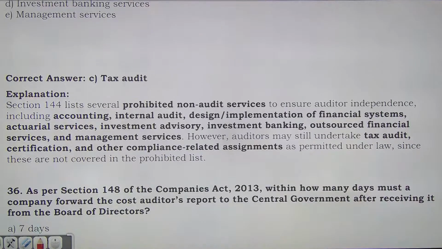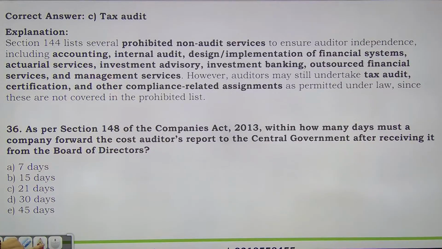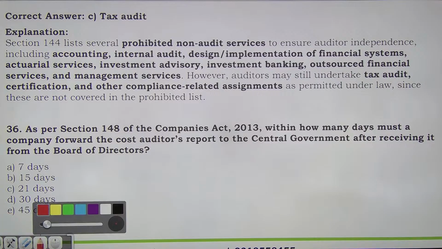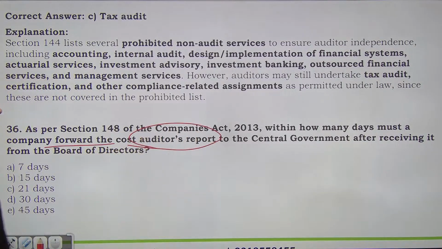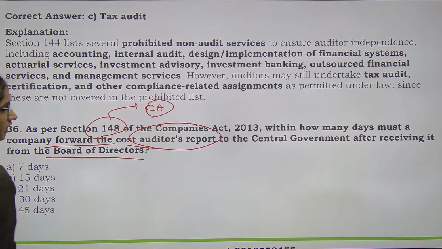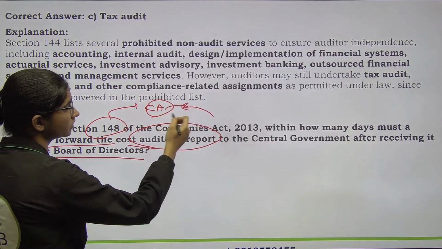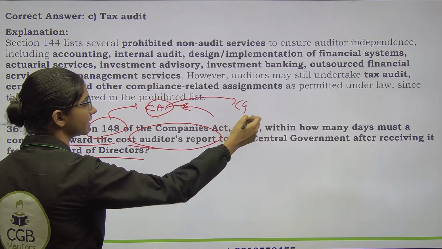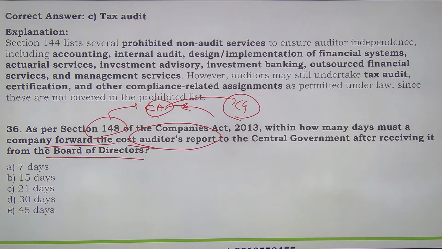Okay, now moving forward to question number 36, related to section number 148. It is asking you within how many days must a company forward the cost auditor's report to the CG after receiving it from the BOD. Section 148 talks about the cost audit, which can be conducted by the company. Once the report has been given by the auditor to the company, that report will be provided to the CG by the company. So this question is asking within how many days this report has to be provided. Okay, please try to answer it.